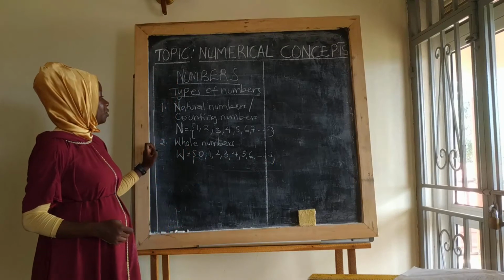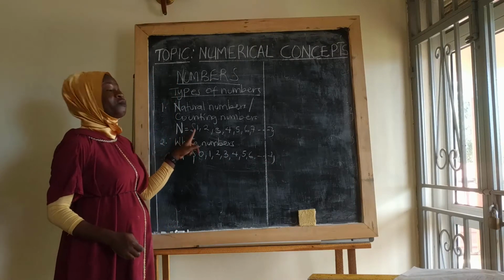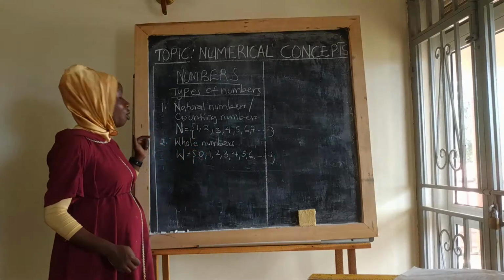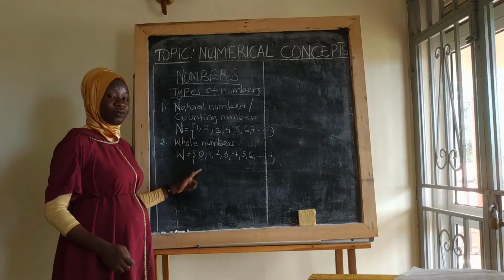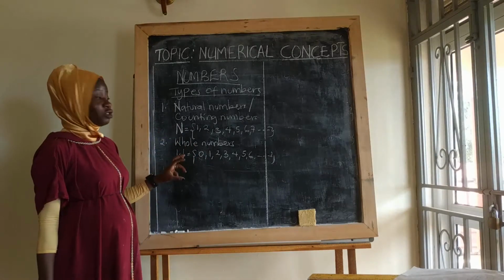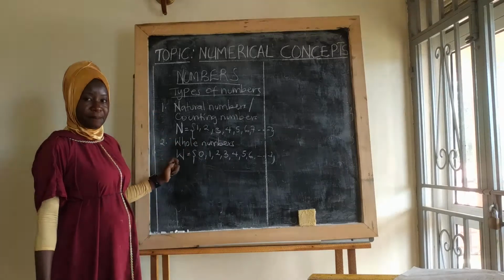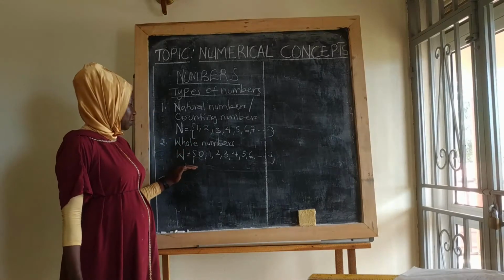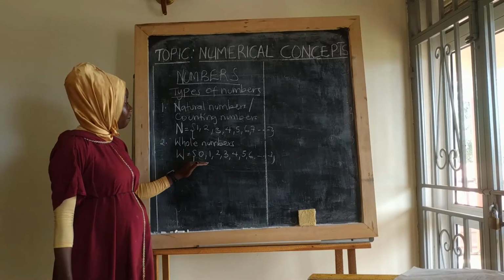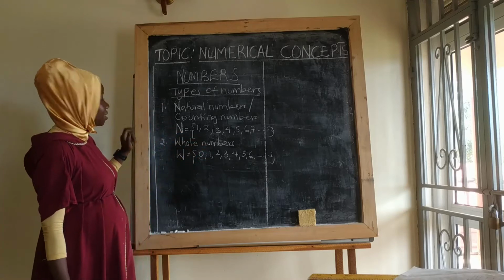The difference between these two is that for the natural numbers, my set starts from 1. And then for the whole numbers, my set starts from 0. Many of our candidates confuse the two. They cannot differentiate between the whole numbers and the natural numbers. So take this noted. Whole numbers start from 0, and then the natural numbers start from 1. So far, those are two types.